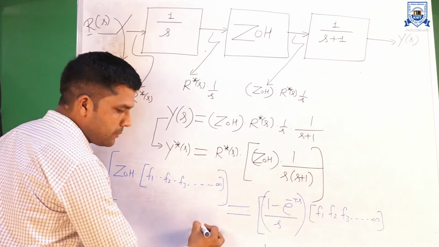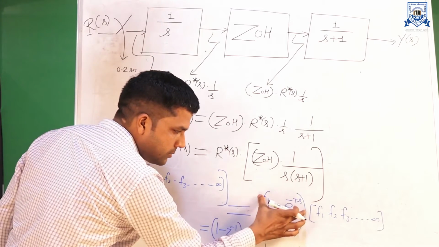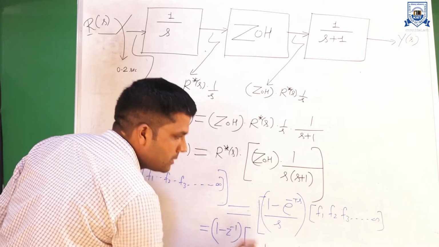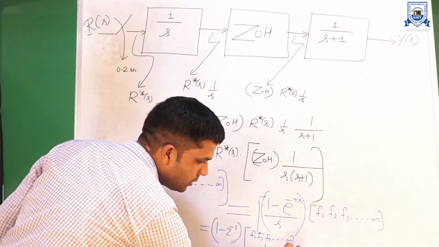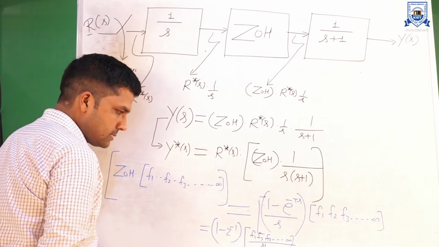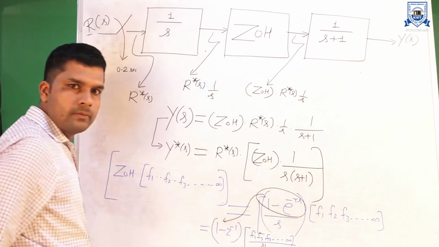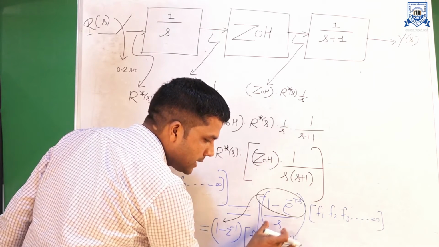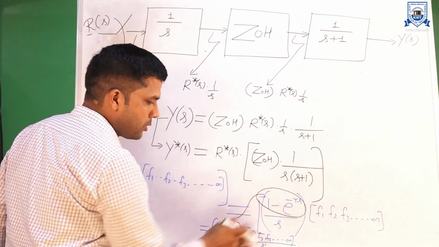So it may be represented as 1 minus z inverse, because z is equal to e to the power Ts, into the bunch of functions f1, f2, f3 and so on upon the remaining s. So this part is shifted outside the bracket, 1 minus z inverse, and the remaining part, the bunch of functions into 1 upon s, remains here, and we apply this property in this.